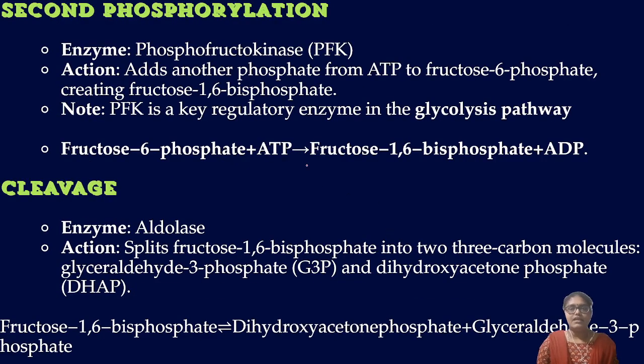Next reaction is the second phosphorylation. This is the third step of glycolysis. Fructose 6-phosphate, by the addition of another ATP, is converted into fructose 1,6-bisphosphate, and ADP is released. Here, fructose 1,6-bisphosphate is a 6-carbon compound. Fructose 6-phosphate is also a 6-carbon compound.